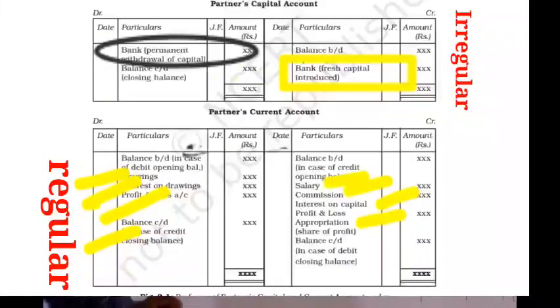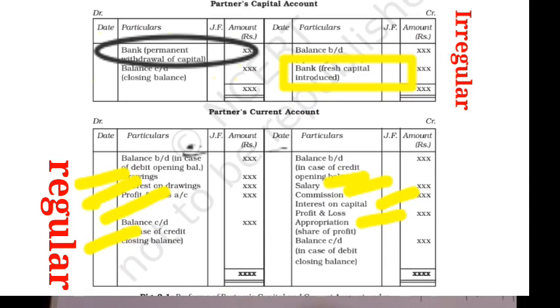Okay, we'll start with the fixed capital account. Sir, in fixed capital account we prepare two accounts, partners capital account and partners current account. See, the name itself suggests, current means regular. All the regular items we will write in current account and all the irregular items we will write in capital account. Sir, it is similar. Just recall your fluctuating capital.